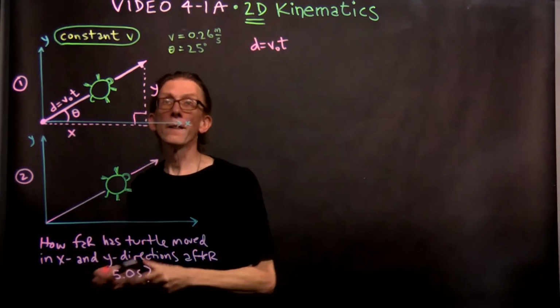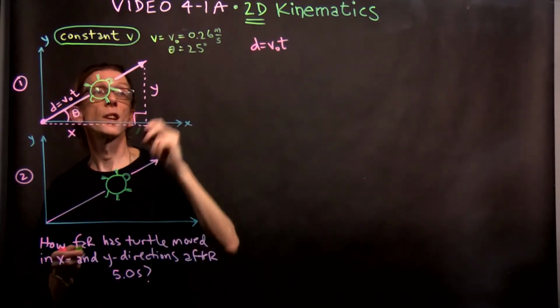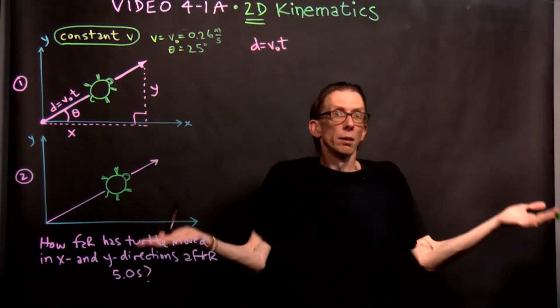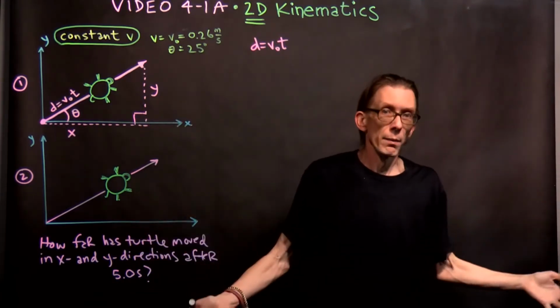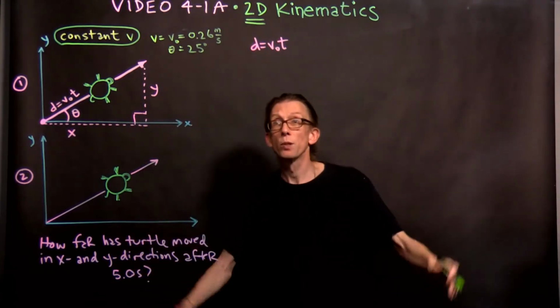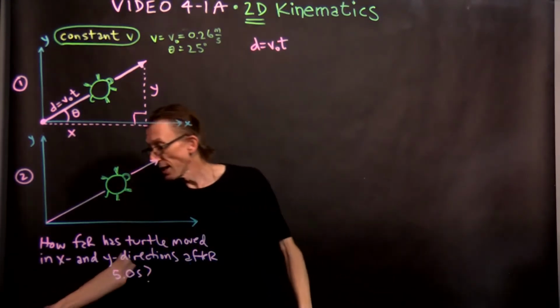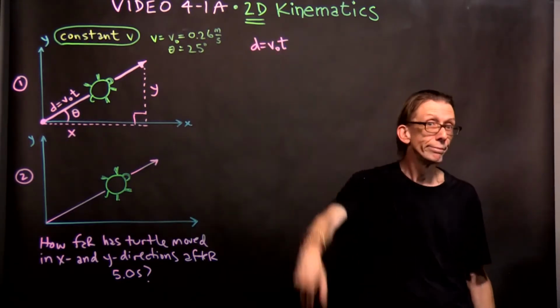Actually, v and v naught are the same thing, right? Because if it's constant velocity, then v equals v naught all the time. It's only got one value, and that's 0.26 meters per second at 25 degrees. Okay, so d is v naught times t, right? This is distance equals rate times time.